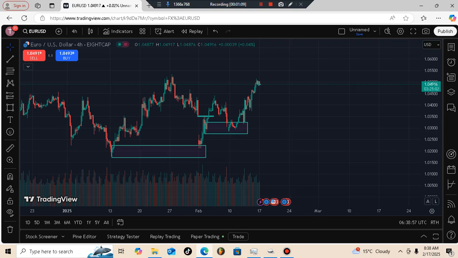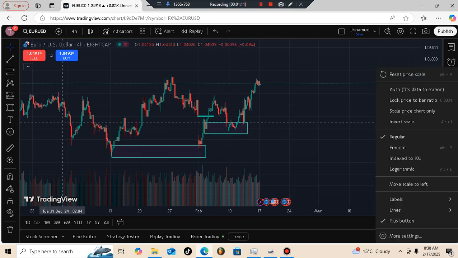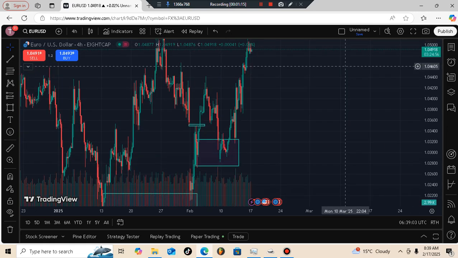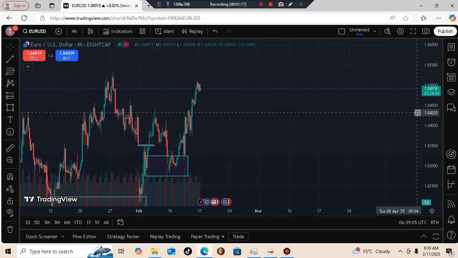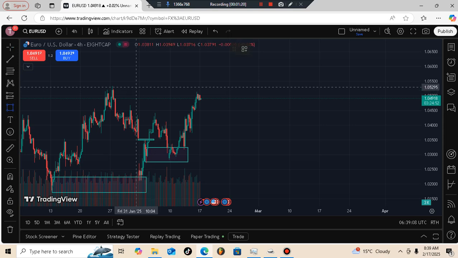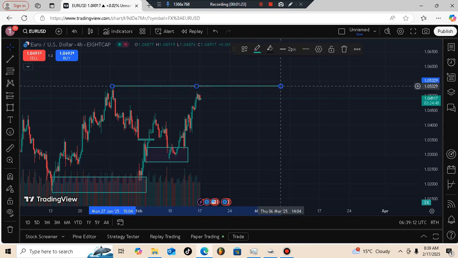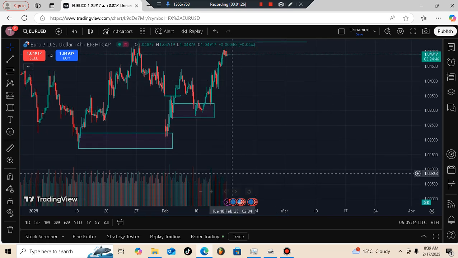And obviously the whole week last week, it went into our intended direction. It went into the direction that we analyzed. You can see it hasn't yet taken out our external liquidity. So that's something very interesting right there.